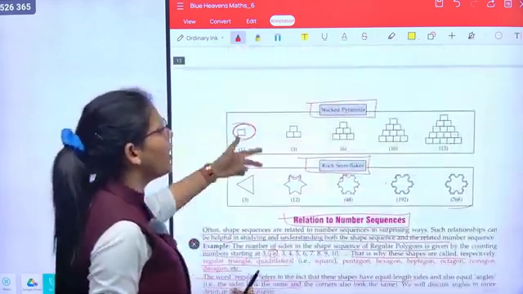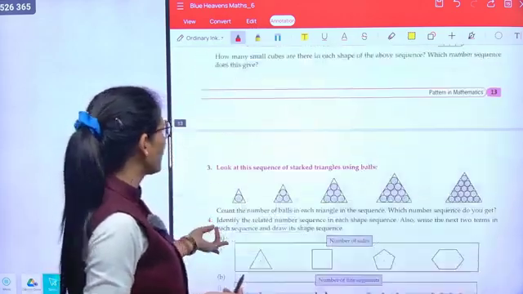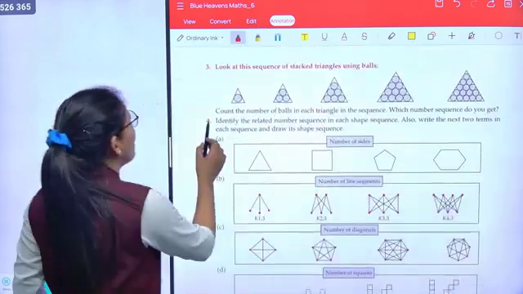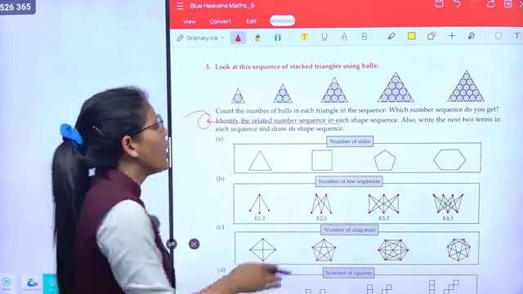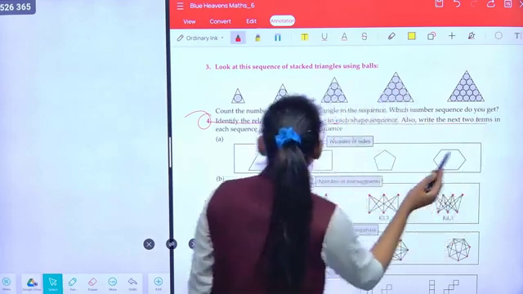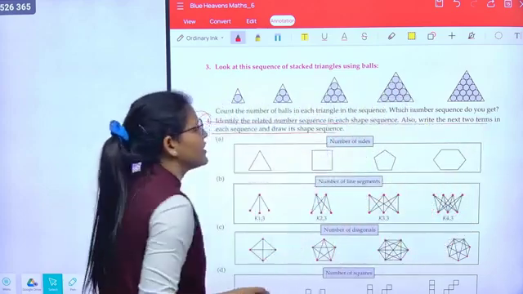That is shown here. Okay. Now come on, question number 4. Identify the related number sequence in each shape sequence. Also write the next two terms in each sequence and draw its shape sequence.